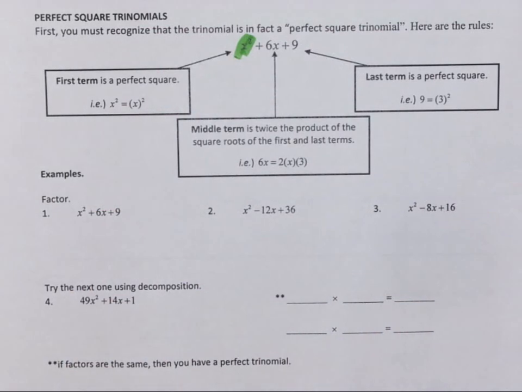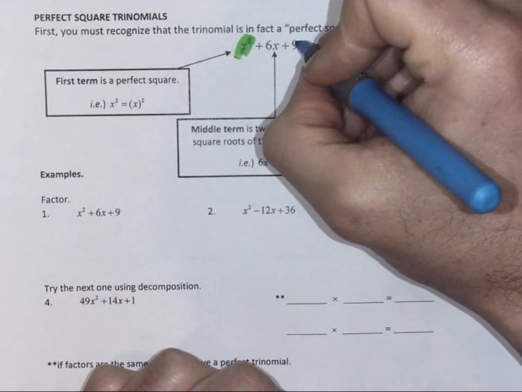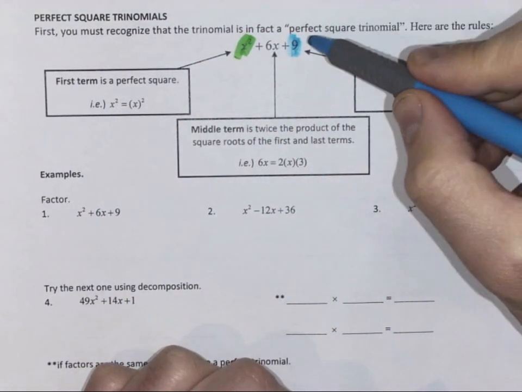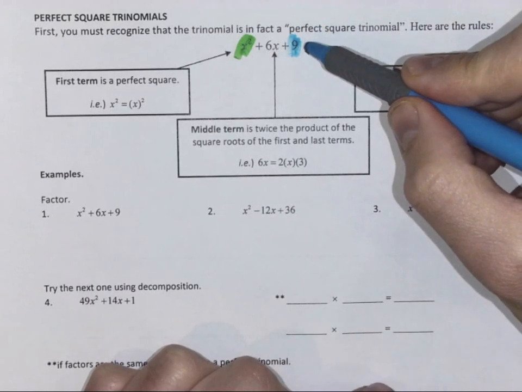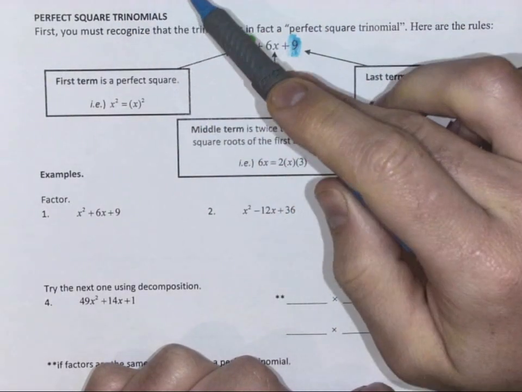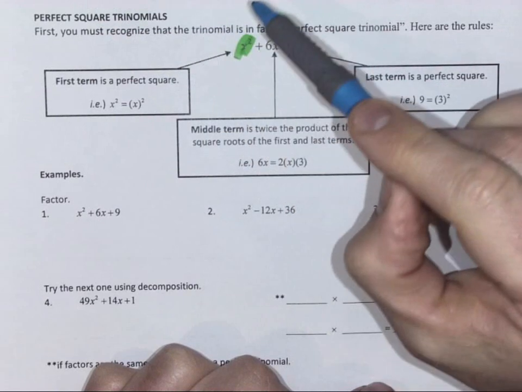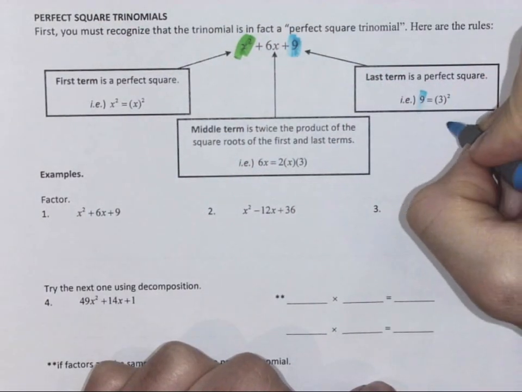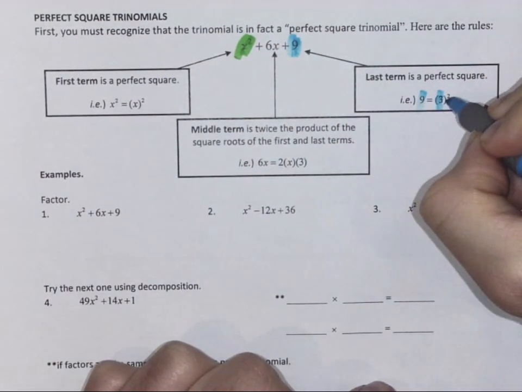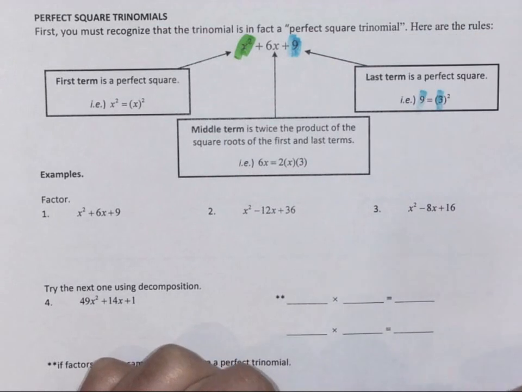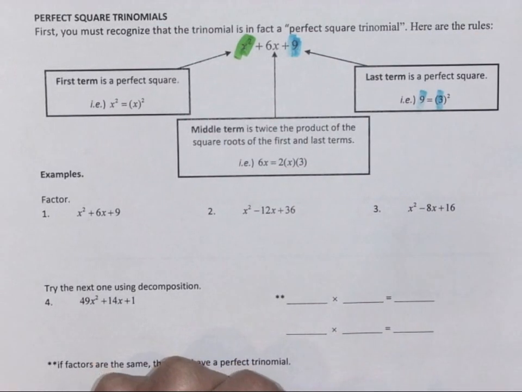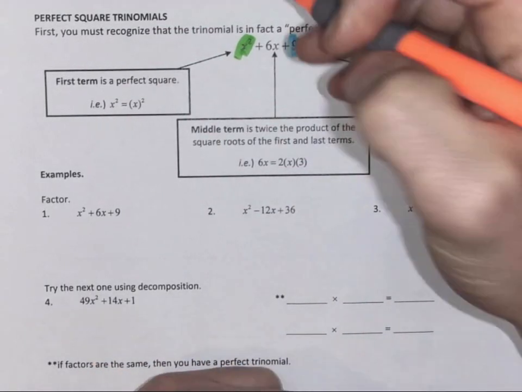The last term, we also need it to be a perfect square. And in our standard form, this will usually be a number. So we want to see, is it one of the numbers above that we just filled in? The square root of 9 is 3. Yes, so 9 can be written as 3 squared. Awesome.